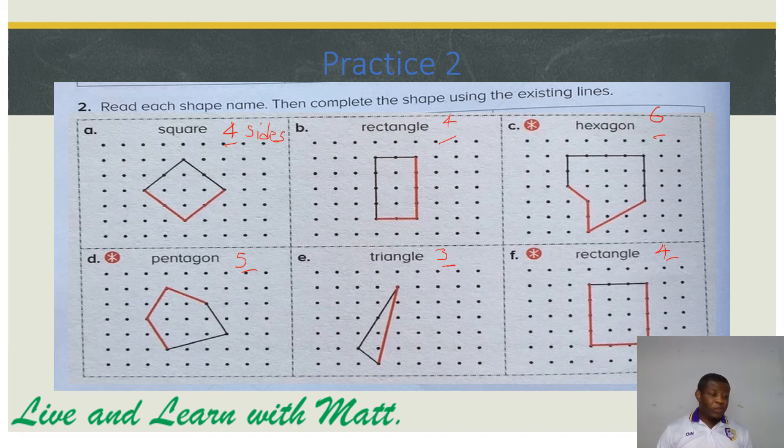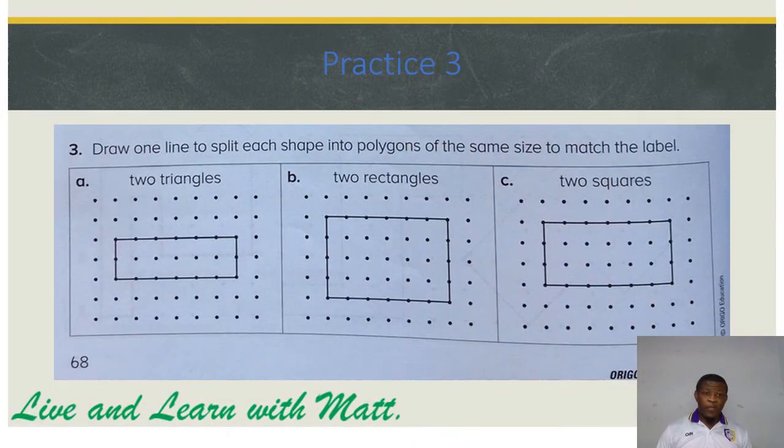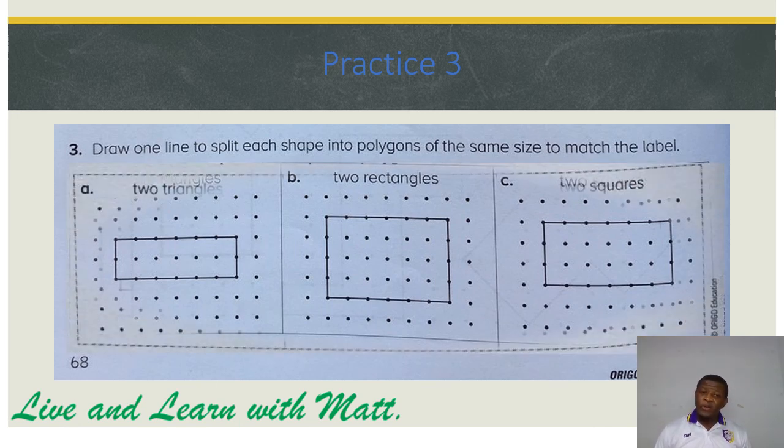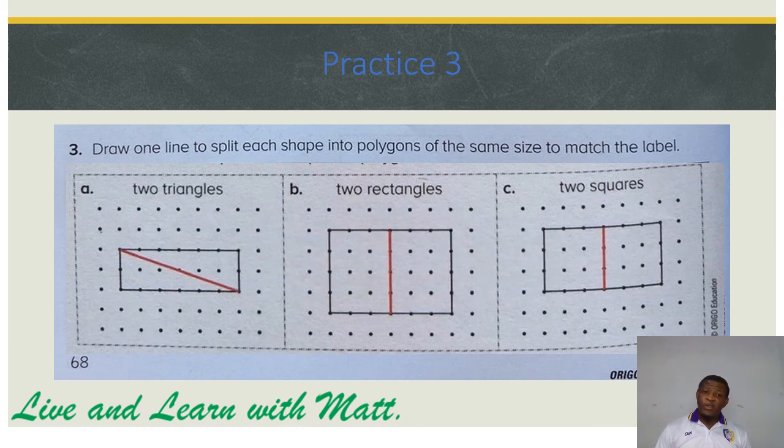So now let's go to number 3. Draw one line to split each shape into 2 polygons of the same size to match the label. So part A, 2 triangles. So we just draw a diagonal to make it 2 triangles. Part B, 2 rectangles. And part C, 2 squares. There you have it, everybody.